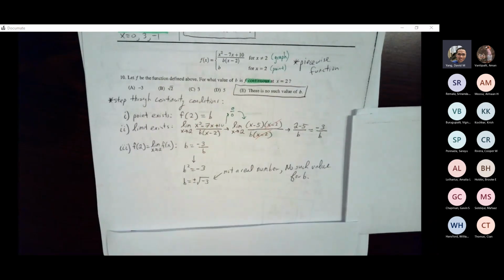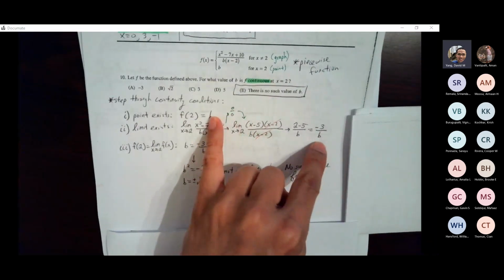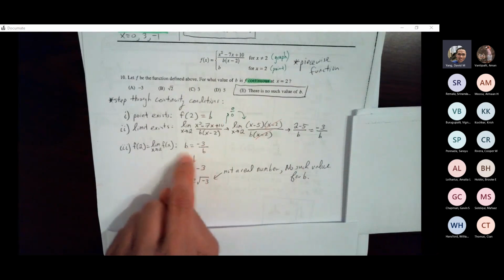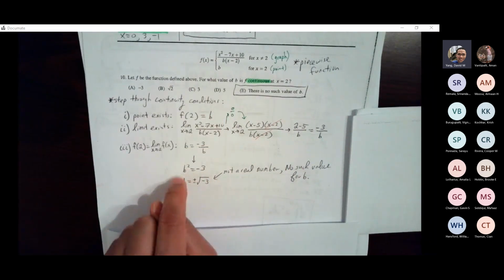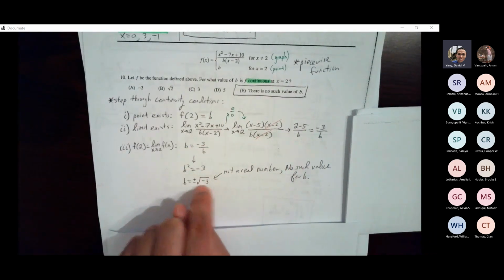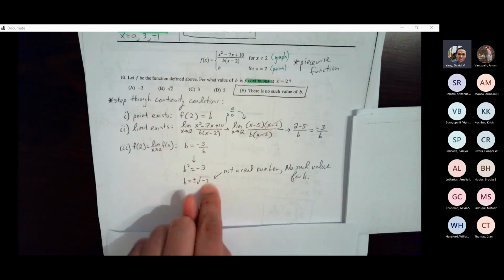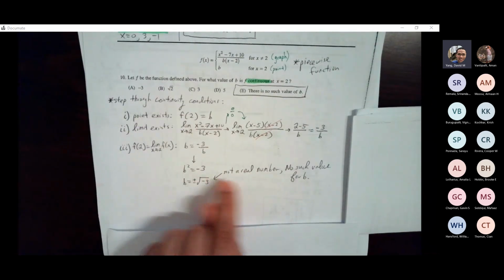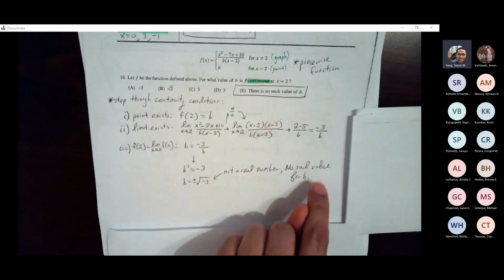So I try setting b equal to -3 over b. But when I do that, I move the b over, I get b squared equals -3. I try to solve for b, take the square root. I can't do the square root of -3, at least in the real number system. This is an imaginary number, but in this course, everything is in terms of the real number system. So there's no real value for b.